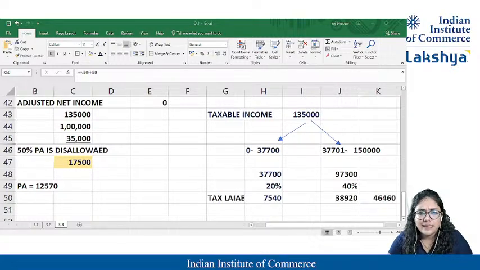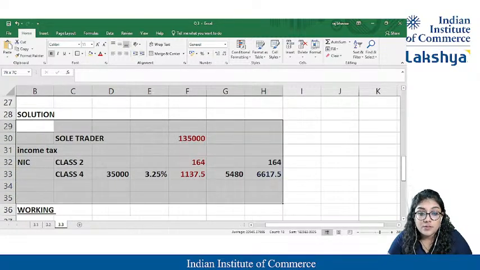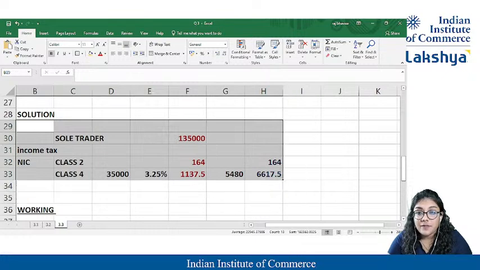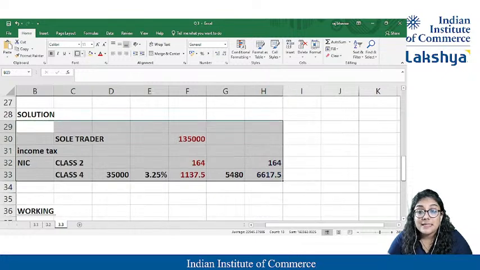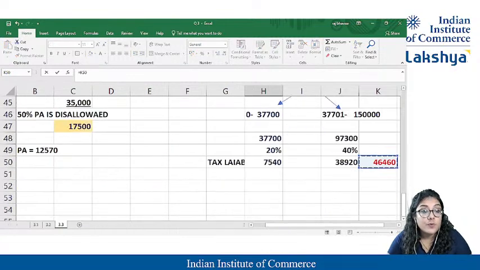And that was very easy. Now it was something hard in that, but for the completion of this, it is very easy. So this becomes my liability. Now this liability is also to be added as an expense, 46460. If I'm talking about this solution, guys, the income tax is also to be added. So over here, I am supposed to add this figure, 46460.